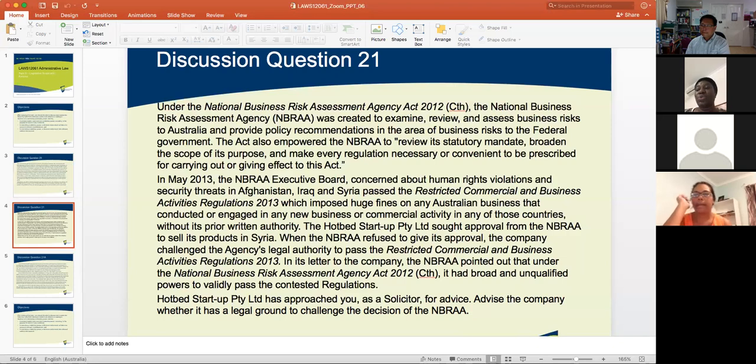In its letter to the company, the NBRAA pointed out that under the National Business Risk Assessment Agency Act 2012 (Cth), it had broad and unqualified powers to validly pass the contested regulations. Hotbed Startup Property Limited has approached you as a solicitor for advice. Advise the company whether it has a legal ground to challenge the decision of the NBRAA.